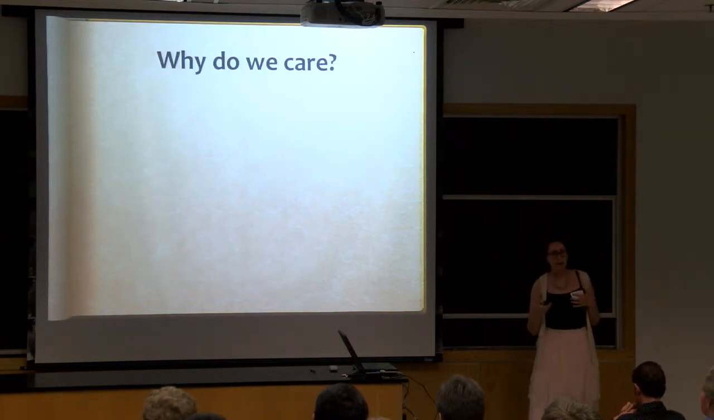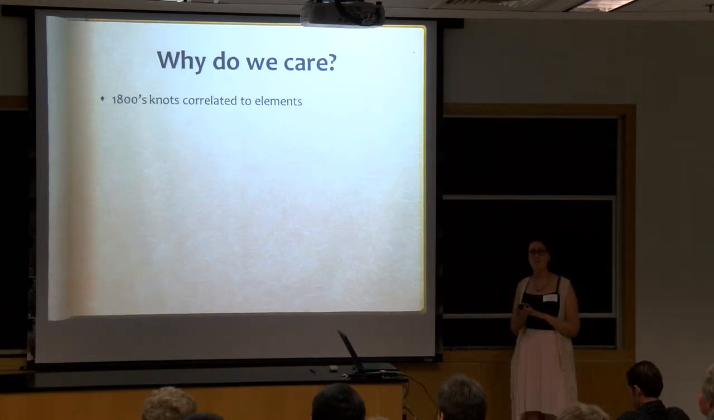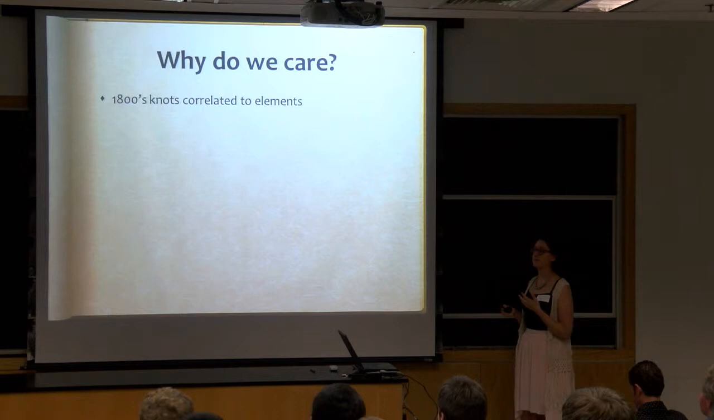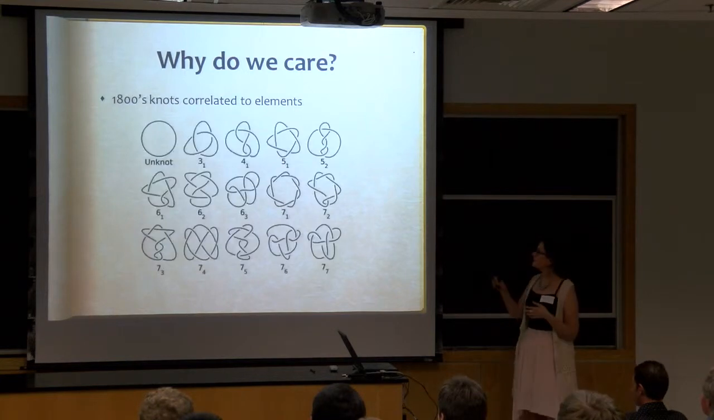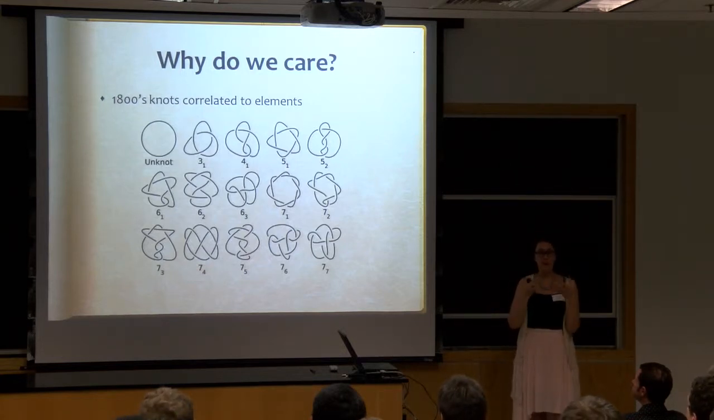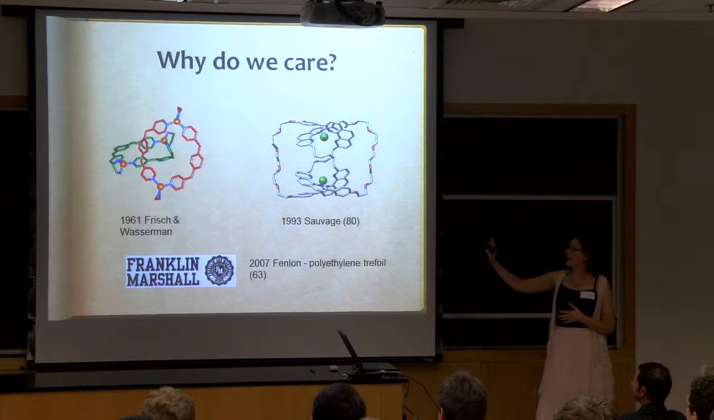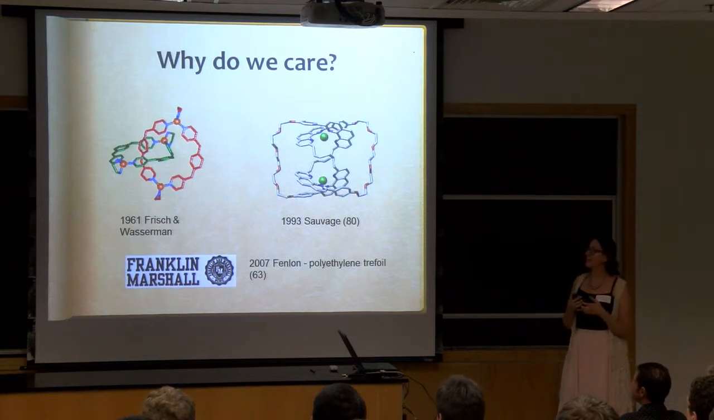So why do we even care about knot theory and knot mosaics and whatnot? Well, in the 1800s, scientists thought that knots actually correlated to the elements. And if you go back to our original picture, it kind of looks like the foundation of our periodic table of elements. So they thought these knots might be our elements, and obviously that's not true. But nonetheless, what has happened since then is scientists have actually taken this and used it in different fields.